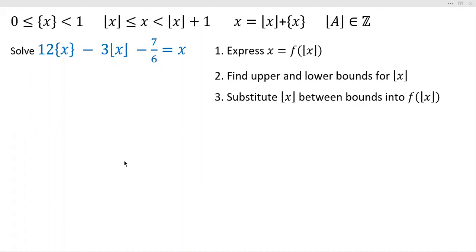Solve an equation that involves the fractional part of an unknown, and what we call the floor of an unknown. You can see this equation here. It says 12 times the fractional part. Now, the fractional part's always a number less than 1. And then this says minus 3 times the floor of the number minus 7/6 is equal to the number. So it's kind of intriguing.